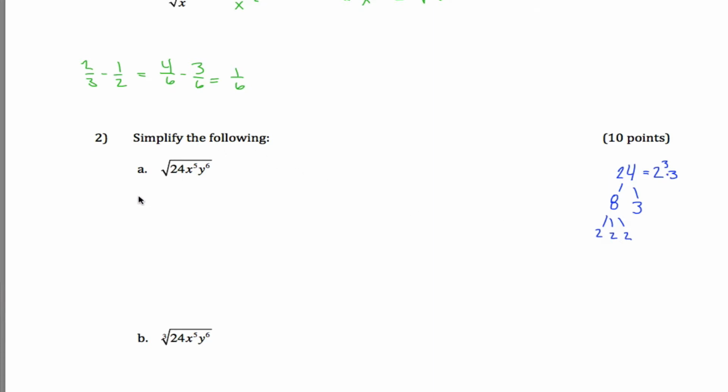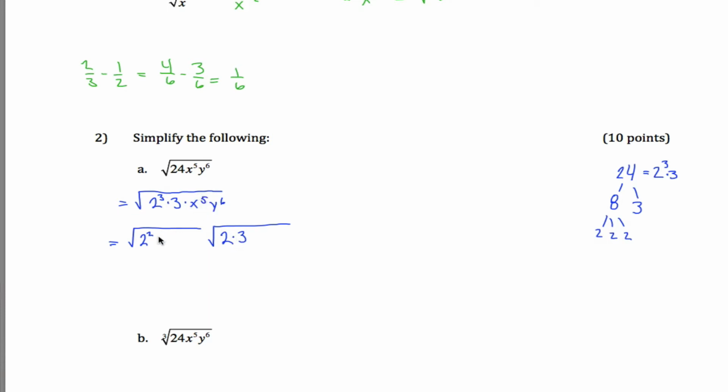When they ask me to simplify the square root of 24x to the 5th y to the 6th, I'm going to think of it as the square root of 2 cubed times 3 to the 1 power, times x to the 5th times y to the 6th. I'm going to split this up into what we called in class a good radical and a bad radical. On the good side, I'm looking for pairs. I have 3 of these 2's, so I stick 2 of them over here, and the remaining 1 goes over here. I only have 1 of these 3's, so I have to put it on the bad side.